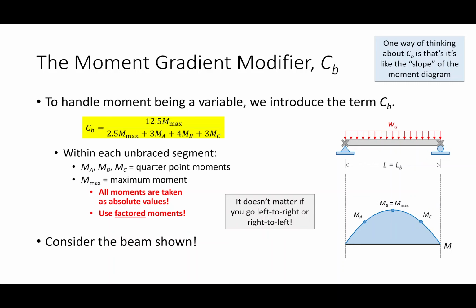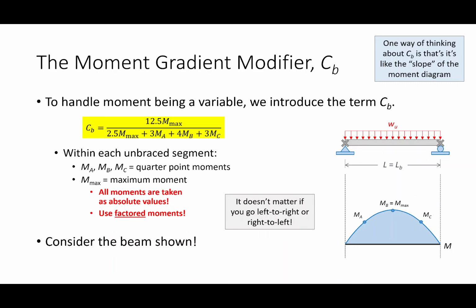If you want a way of thinking about CB, this is not correct, but there's an analogy to it. CB is sort of like the slope of the moment diagram. The more the moment diagram changes within a given range, the higher the CB term is going to be. Also, if you're dealing with a region where all the moments are the same, then CB will be 1 because there is uniform moment. It's not changing at all. Okay. So what does CB do? CB changes the solution to our problem by accounting for the fact that the moment is in fact variable.